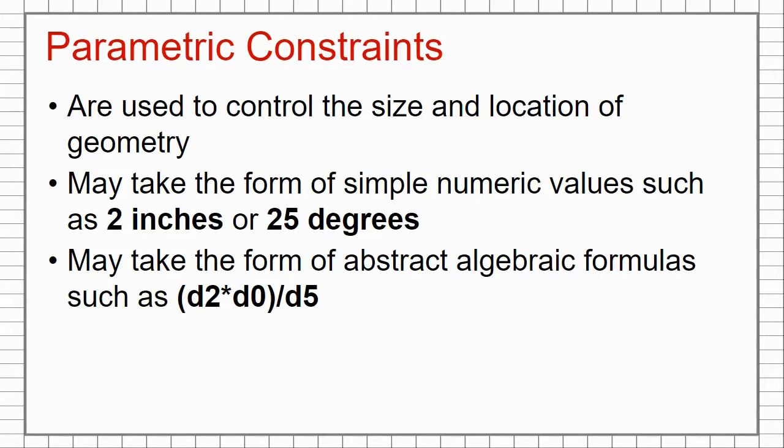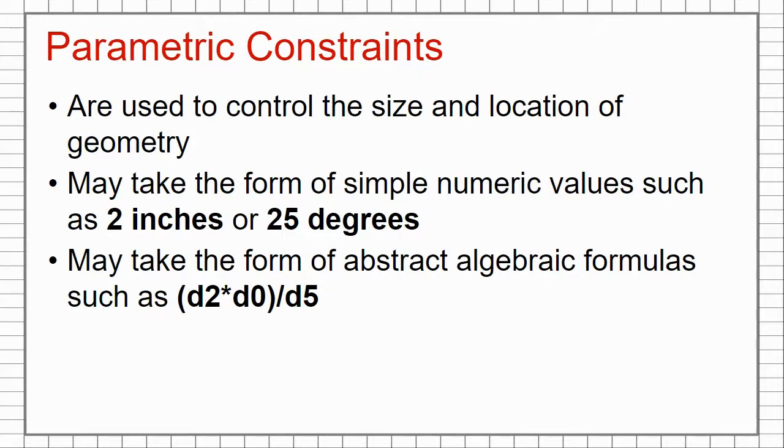So your standard sketch dimensions that you put onto a 2D sketch are parametric constraints. We've been doing that since the beginning. If you type in a specific numerical value, such as 2 inches or 25 degrees for an angle, that's a parametric constraint using numbers to control the geometry of the sketch. But those parametric constraints can become a little bit more complex.